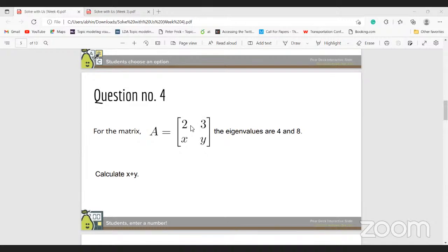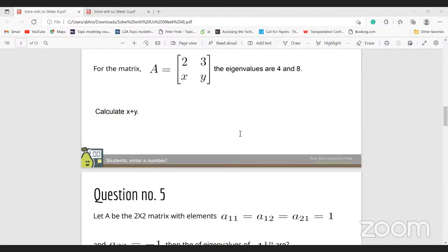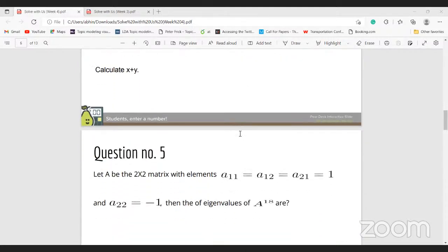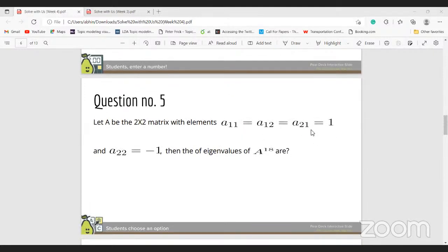So I think no doubt in this question or any doubt. Let's proceed to the next question. It is also very easy. Go ahead and solve it.